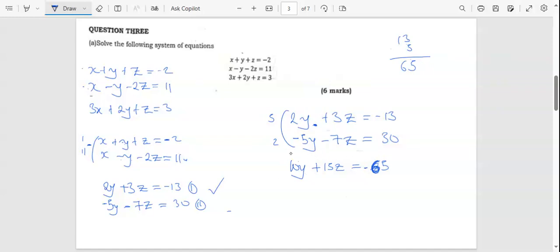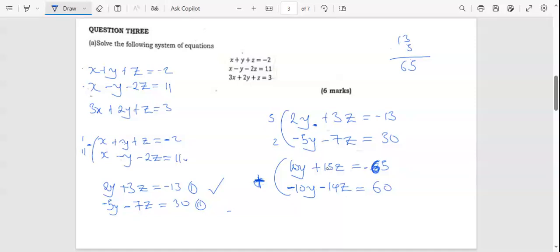Then for this one, it will be negative 10y now, then minus 14z is equal to 60, right? When you multiply that, then we add, because I already have a negative coefficient of these similar terms. You look at what you want to cancel. The goal is to cancel. So 10y plus negative 10y would be 0.